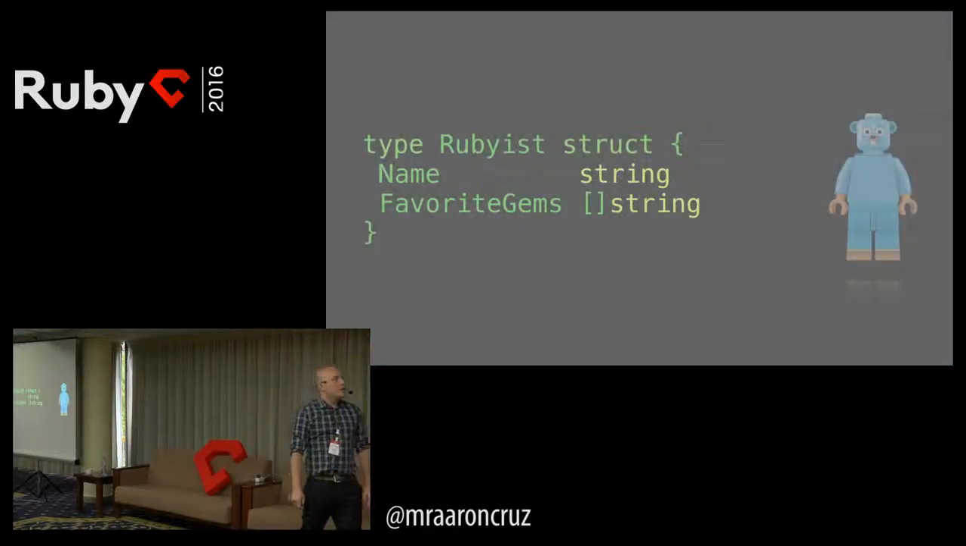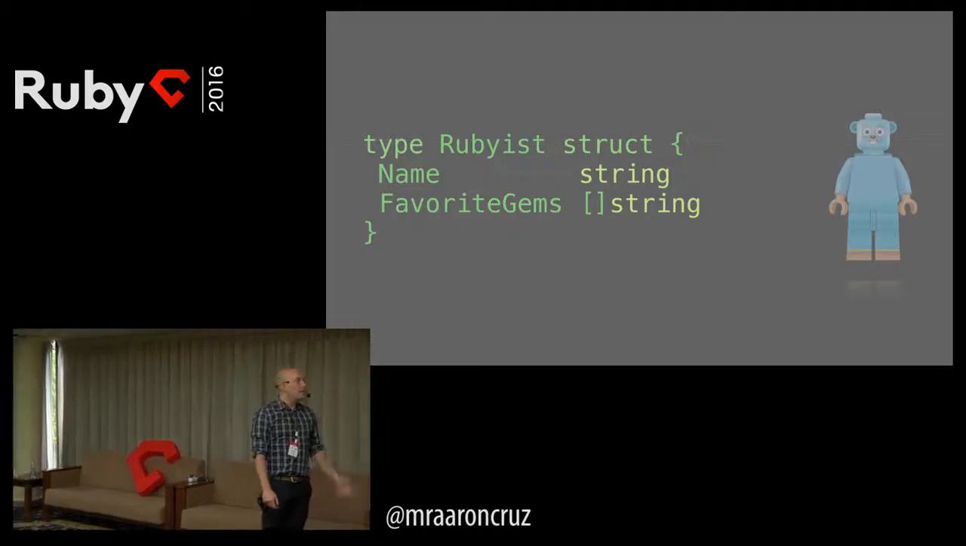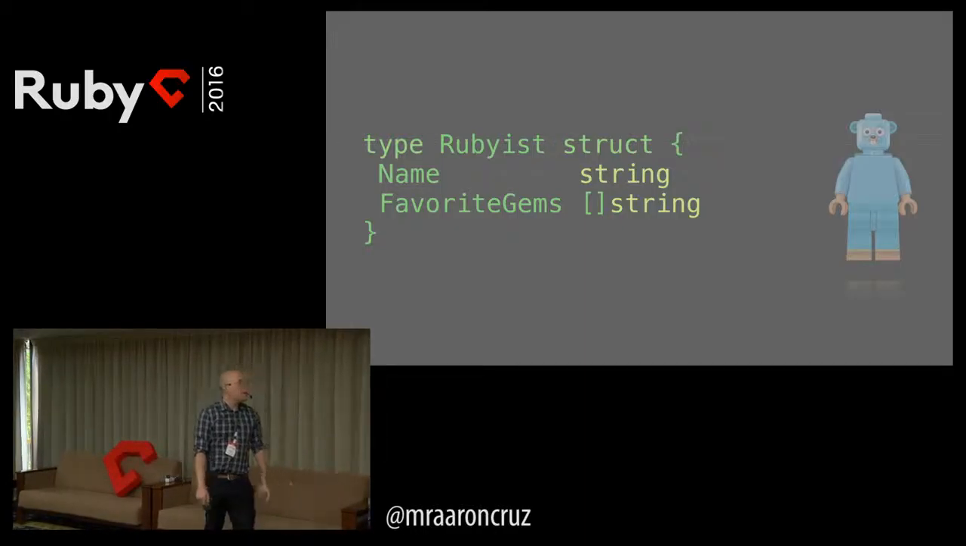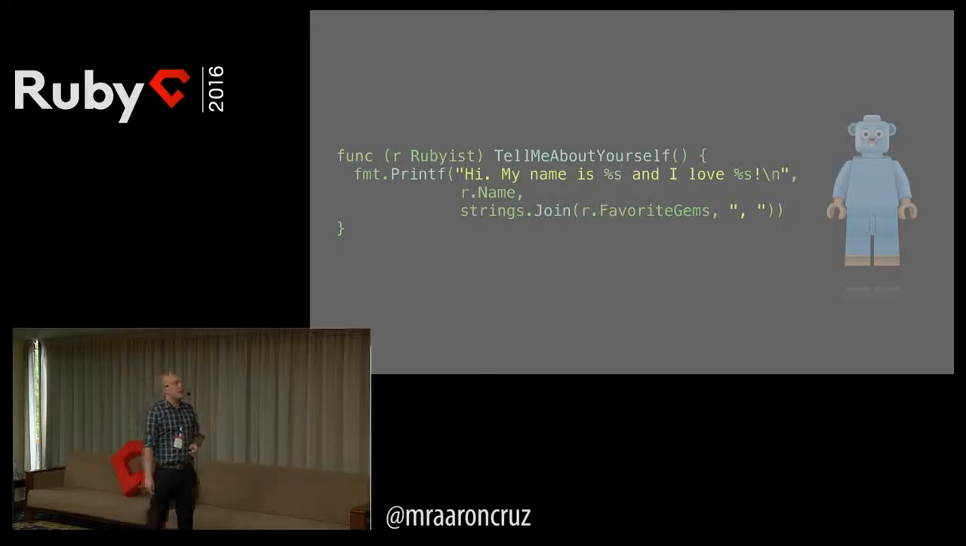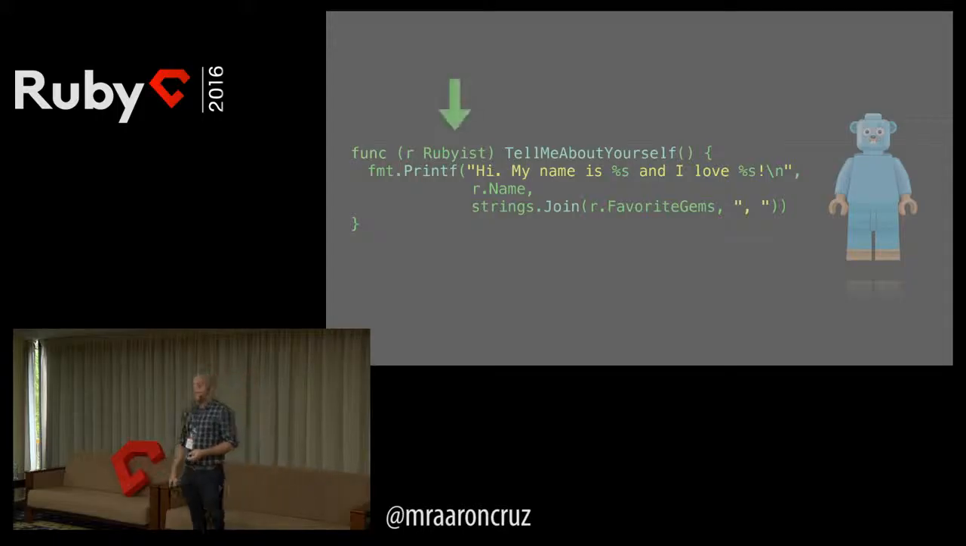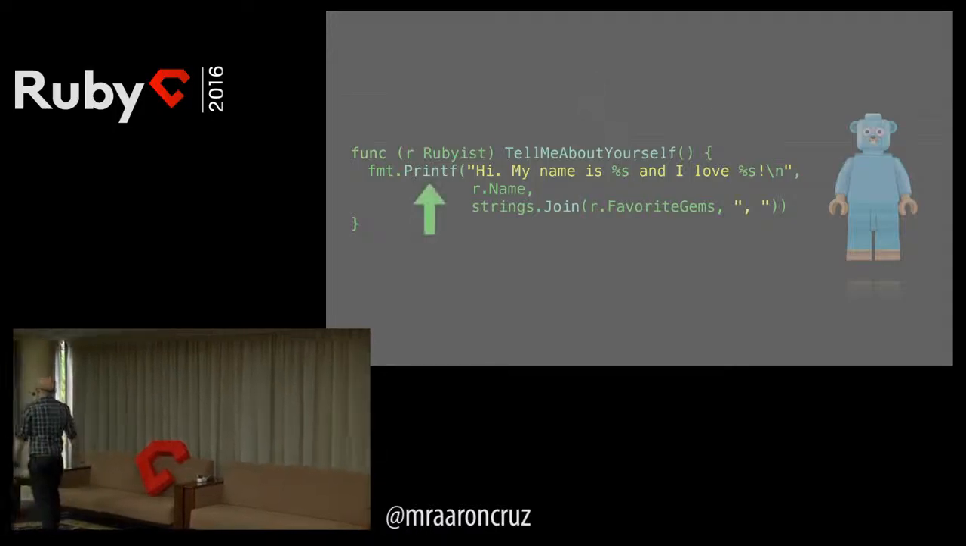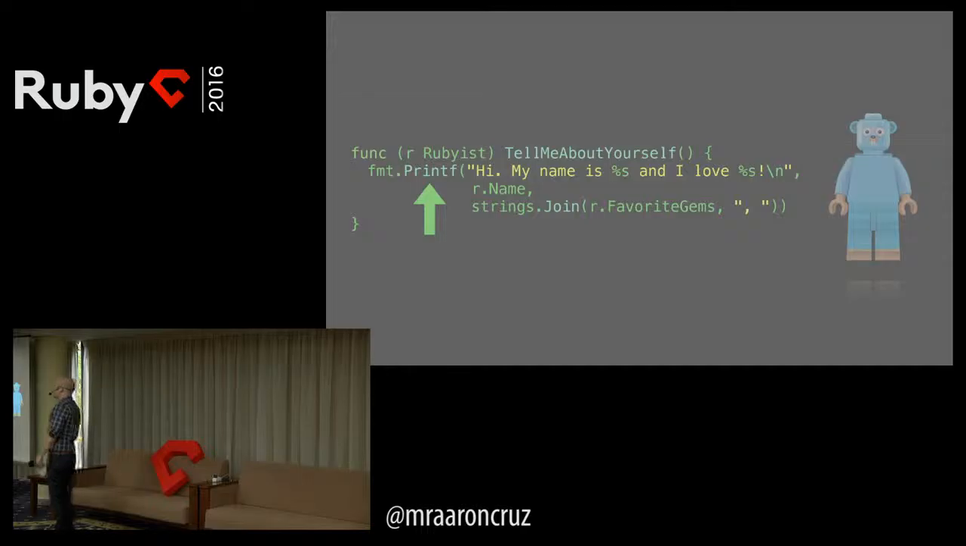Here's some code. This is me creating a struct. It's like a class. It has a name attribute and a slice of strings, which is like an array. Here's a method on it. This R is what I meant by self, so self in this method would be R. This is the name of the method. If it's uppercase, then it's available to the outside world. Here we're using the standard formatting, which is kind of like the percent operator in Ruby, if you've used that. And then we're using the strings package here to join the slice on commas.